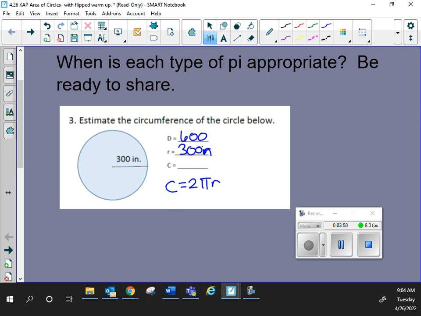2 pi r. Substitute in. C is equal to 2 times 3 times 300. And then math. What does that give me? 1,000 inches? Is it 1,000? Oh, sorry. 1,800 inches. Y'all good with that? 300 inches is the radius, so it's going to be 600 inches across. Is that drawn to scale? No.